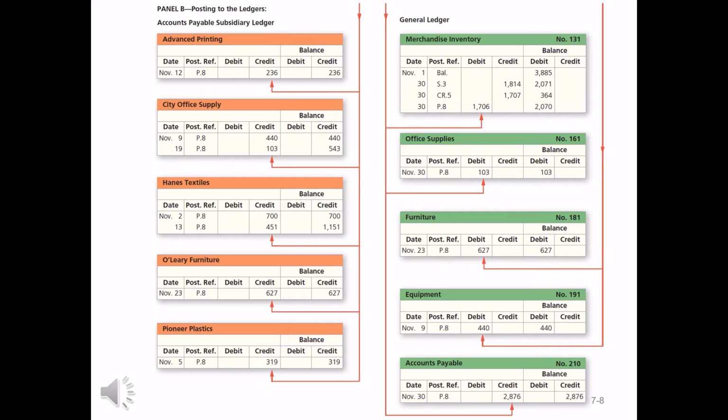Here you can see on the left our purchases from our vendors: Advanced Printing, City Office Supply, Haynes Textiles, O'Leary Furniture, and Pioneer Plastics. Every time we made a purchase on account that went into our purchases journal, we also wrote that amount into our accounts payable subsidiary ledger to show who we owe money to and how much money we owe. On the right-hand side, you will see all of our general ledger accounts and the totals that get posted to these accounts at the end of each month.